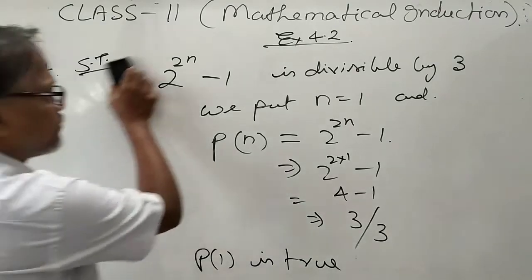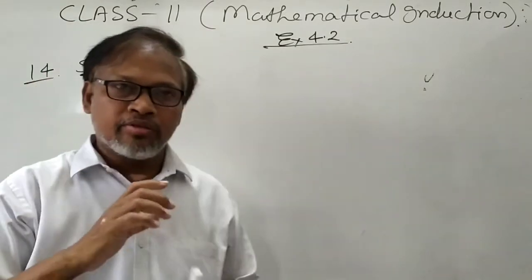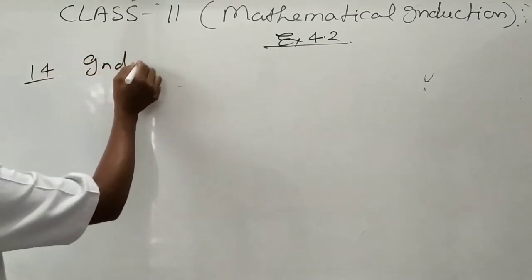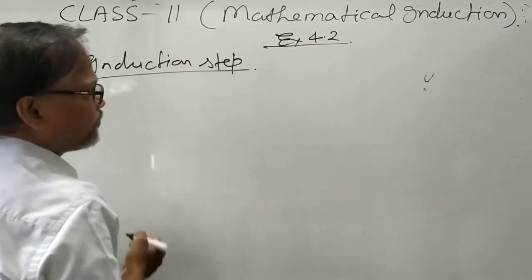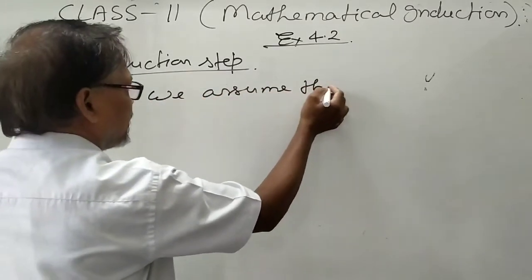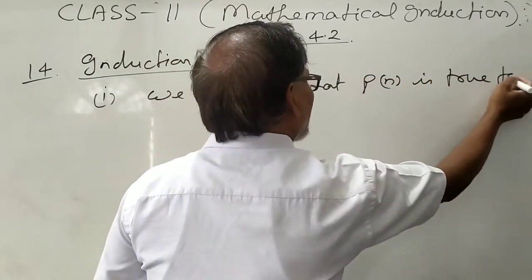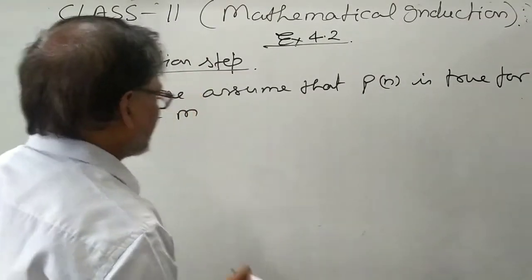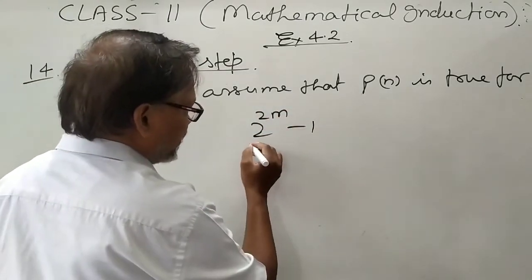Thereafter you have to proceed for the induction step. In the induction step, the first part we assume that Pn is true for n is equal to m, meaning it is true that it is divisible by 3. So therefore 2 the power 2m minus 1 is divisible by 3.